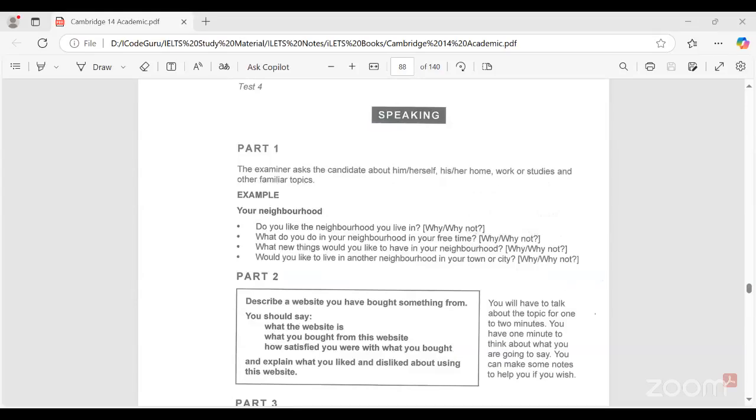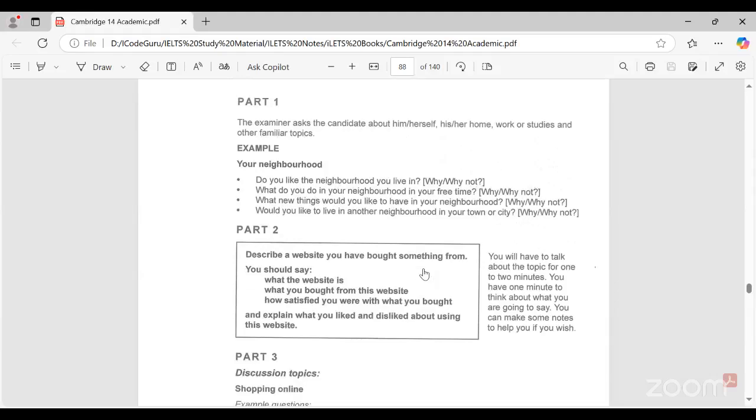All right, so let's move back to our practice. Okay, ma'am. Anyone who would like to answer the next question? What do you do in your neighborhood in your free time? Anyone who would like to answer this question? What do you do in your neighborhood in your free time? Okay, nobody has any idea to answer this question?